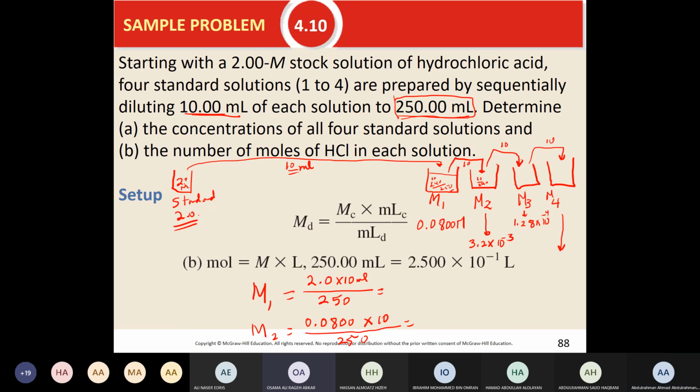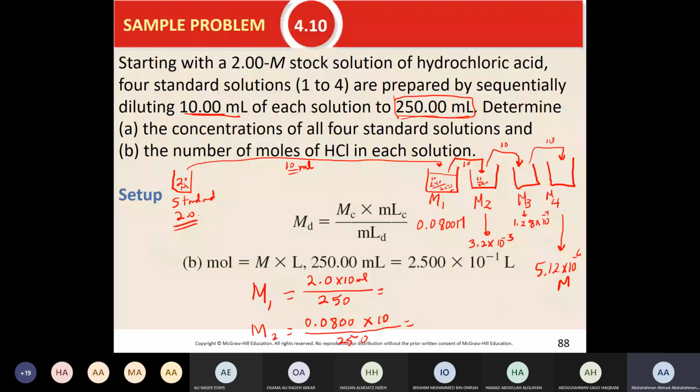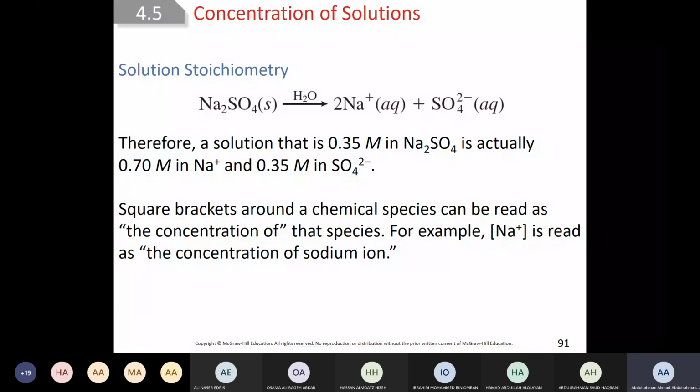5.12 multiplied by 10 to the power negative 6. Minus 6. Exactly. What is this called altogether? This is called serial dilution, one after the other. And you can prepare many solutions like this. Is this clear? How easy? Very easy. So, good. Next, let's talk about something else.